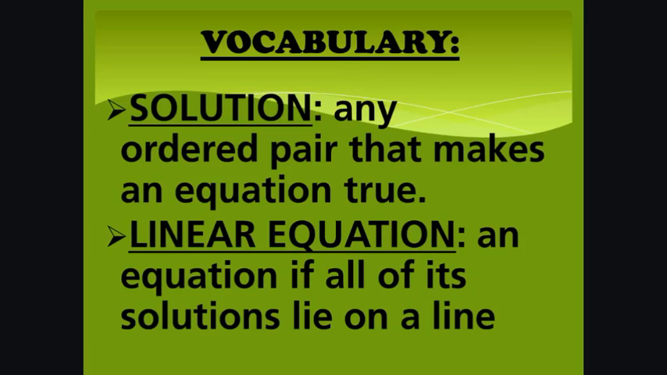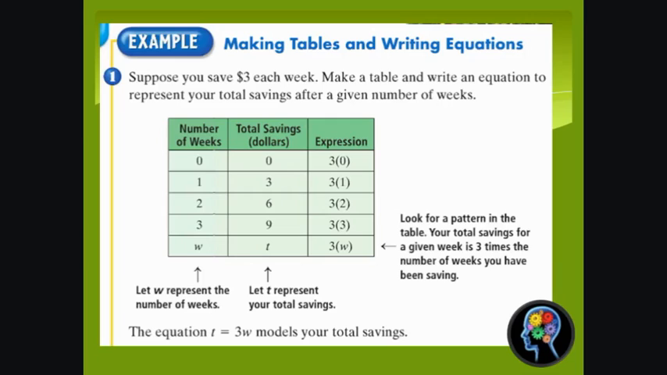Here are some vocabulary terms that we're going to need to know in order to move forward in this lesson. Our first vocabulary term is solution, which is any ordered pair that makes an equation true. And a linear equation, which is an equation of all its solutions that lie on a line. So let's go ahead and take a look at an example.